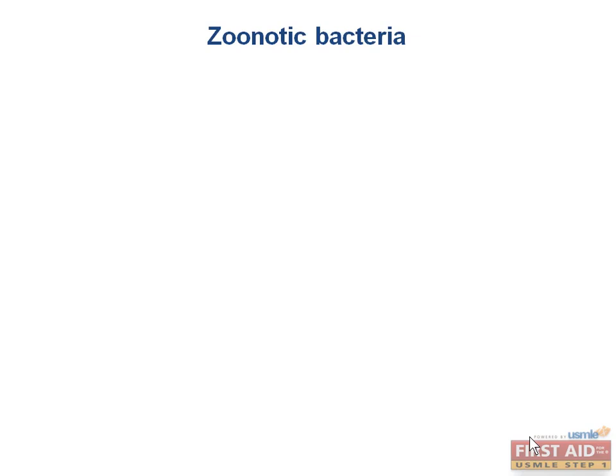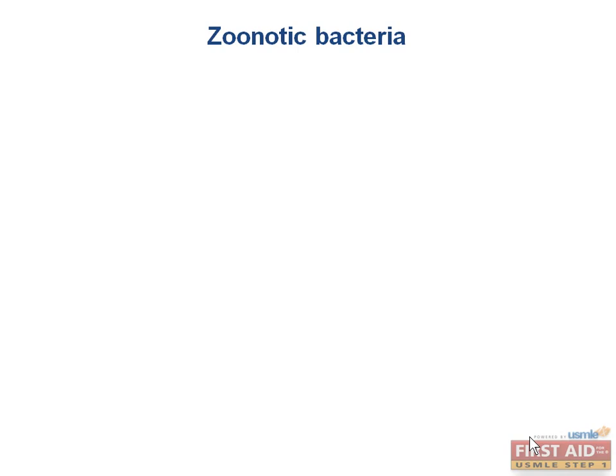Zoonotic infections primarily affect animals, and humans become hosts by accident. Transmission is usually via direct contact with the animal in question. There are a lot of bugs listed here, and you can go through all of them in time, but I'm going to talk about the really high yield ones that are likely to show up on your boards.